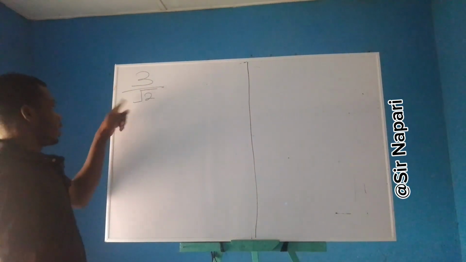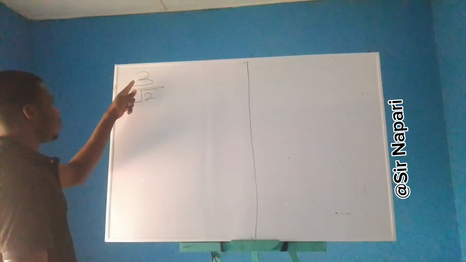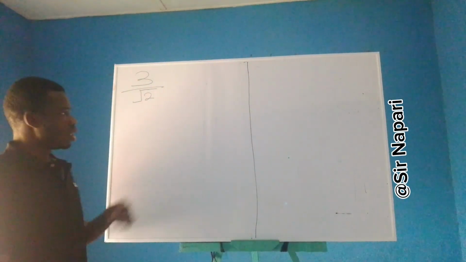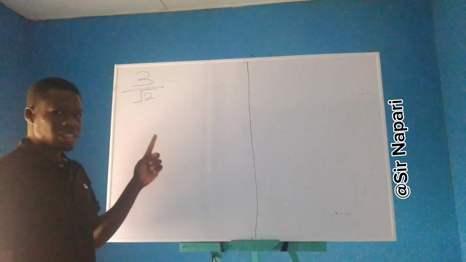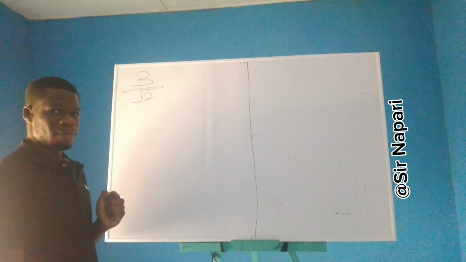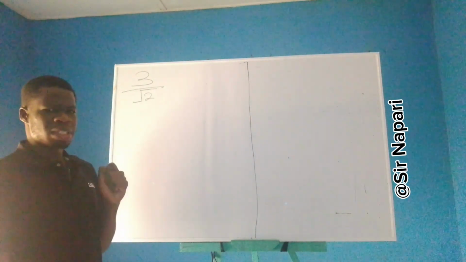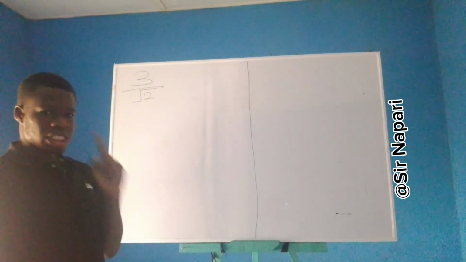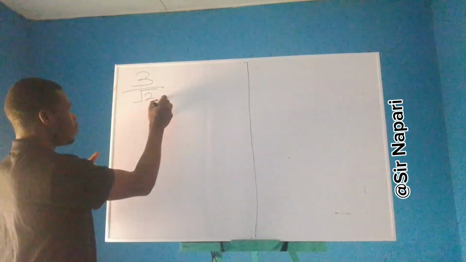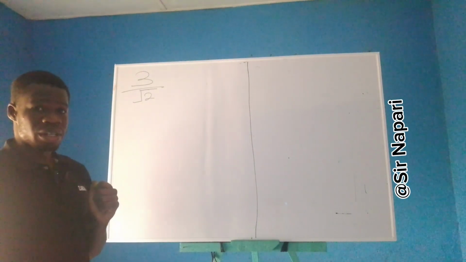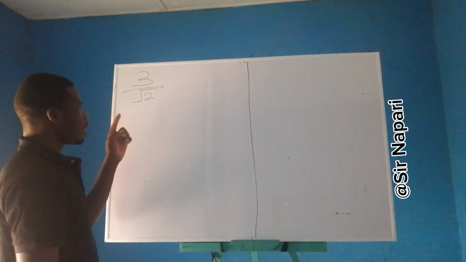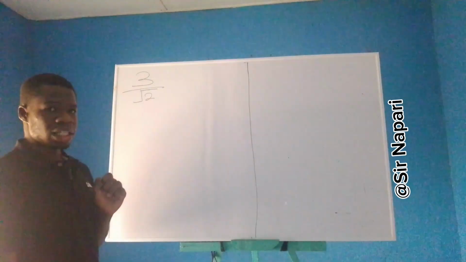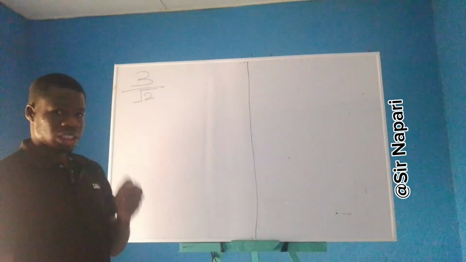Take a look at this fraction. We have 3 divided by root 2. Is this a correct final answer? In most mathematical examinations, it is not. You are expected to remove the surd from the denominator, and the process involved in removing a surd from the denominator is what we call rationalization.